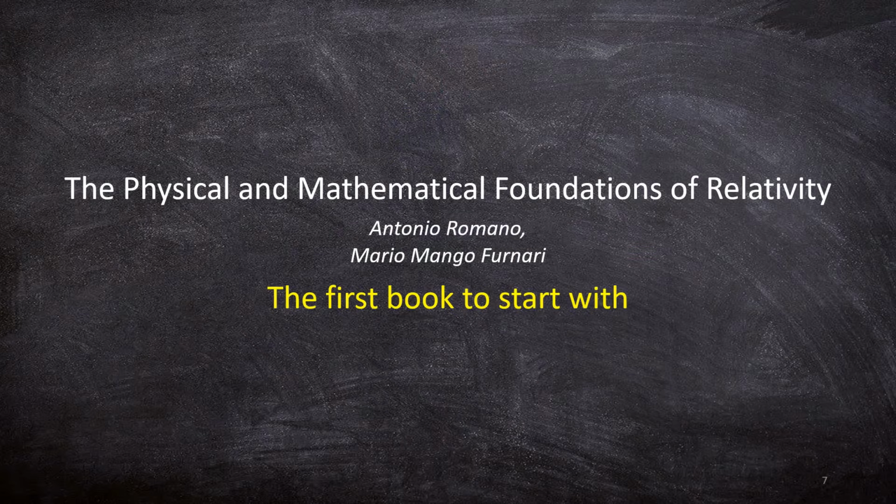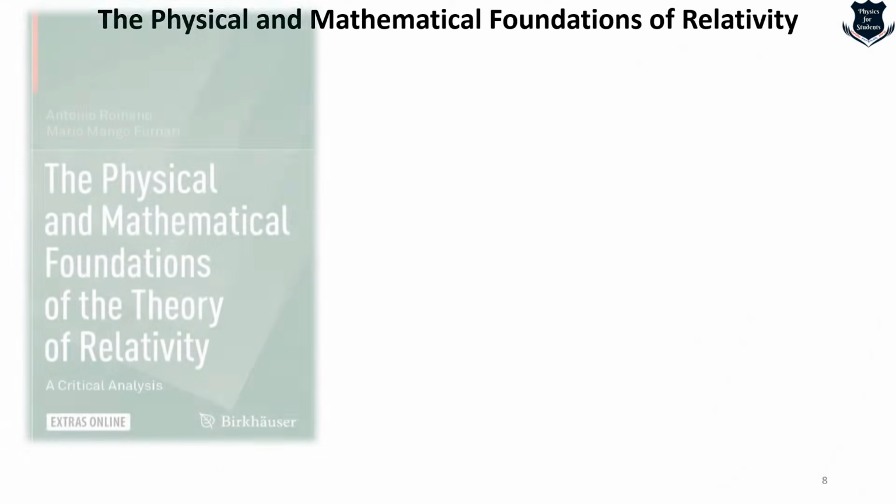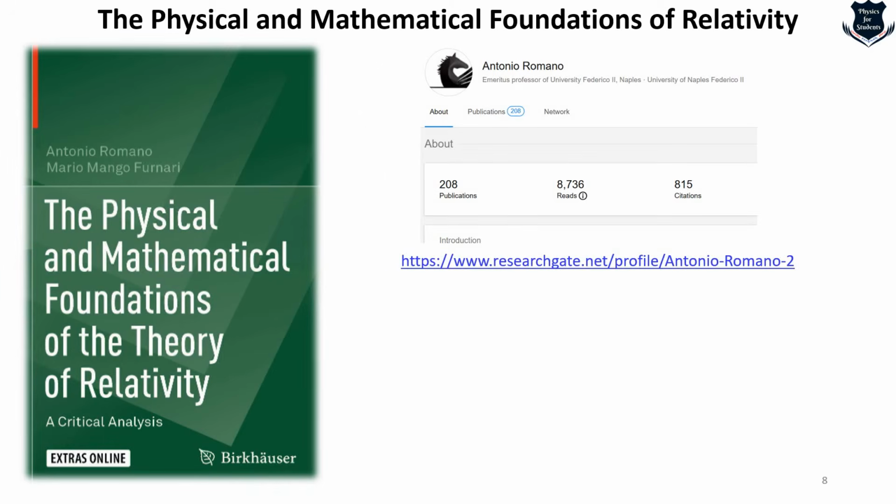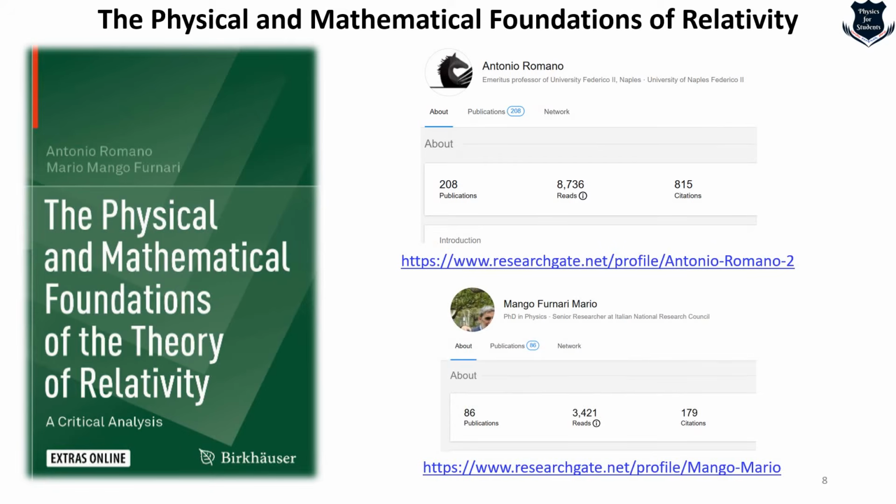Now, the book that I would be talking about, and the approach that I would be taking, is basically The Physical and Mathematical Foundations of Relativity, written by Romano and Fernari. Now this is basically the cover of the book. Not much I could find out about the authors, their life and their links, but I got two links from ResearchGate about their citations, publications, and all.